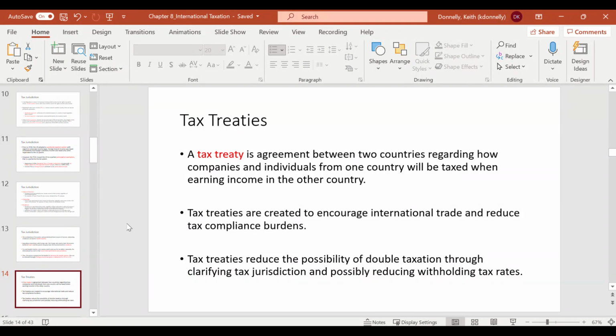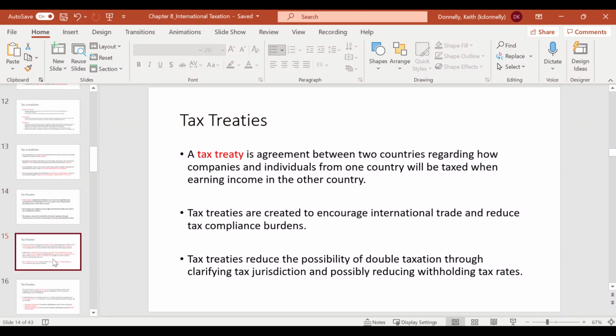Maybe the U.S. enters into a tax treaty with Canada, for example. We do this, like I said, to encourage trade. Encourage trade by virtue of reducing or mitigating double taxation, as well as looking at things like withholding rates.